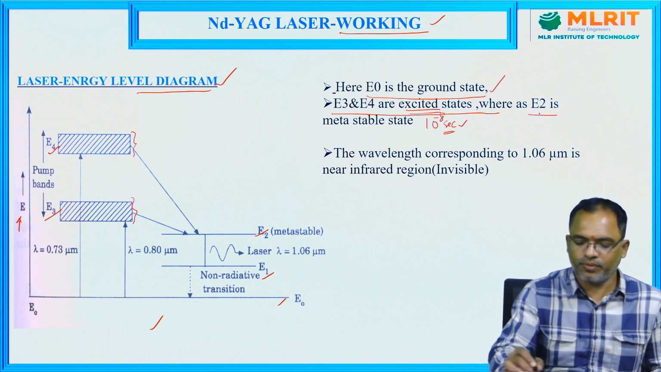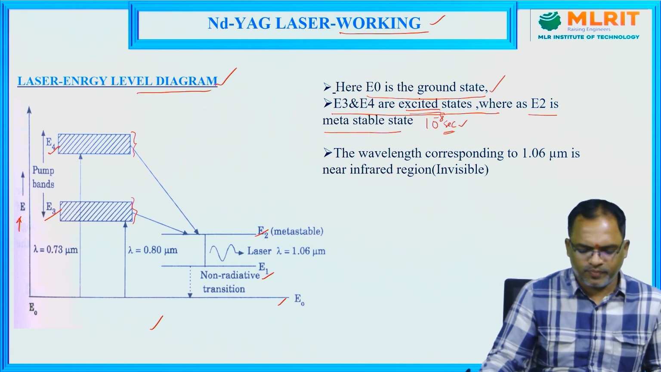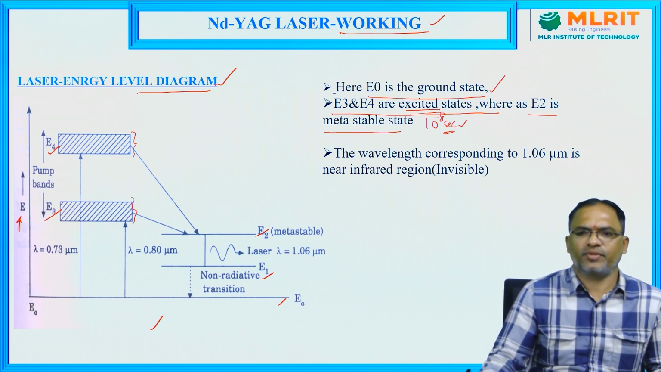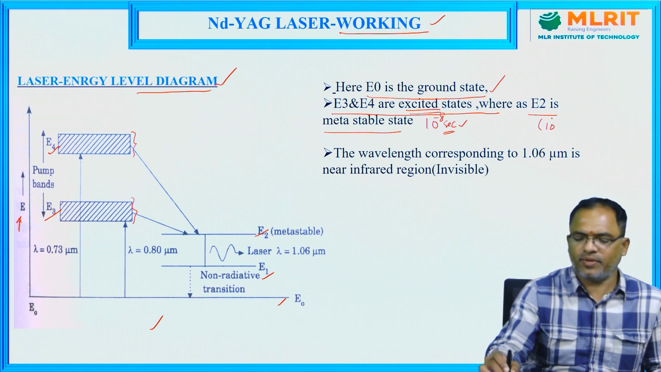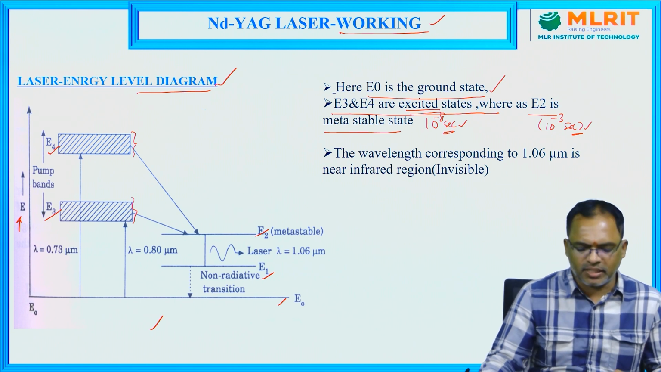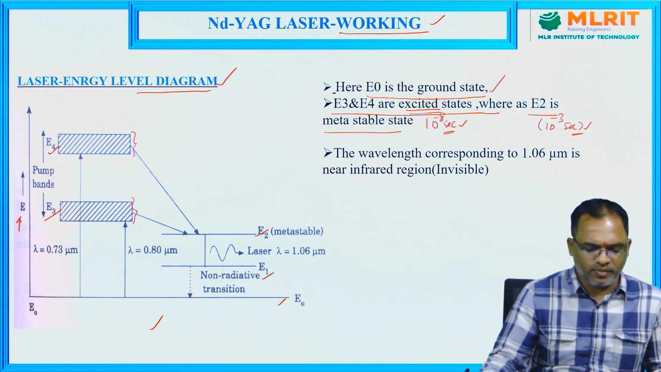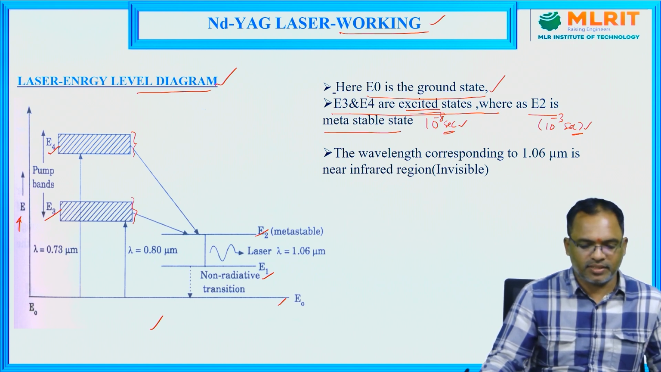Now E2 is the metastable state. Metastable state means an excited state having a longer lifetime. Generally, the lifetime of an excited state is around 10 power minus 3 seconds. So the role of this metastable state is very important in achieving lasing action, or getting a laser beam from a laser device. Now, how do we discuss the working of the Nd-YAG laser?